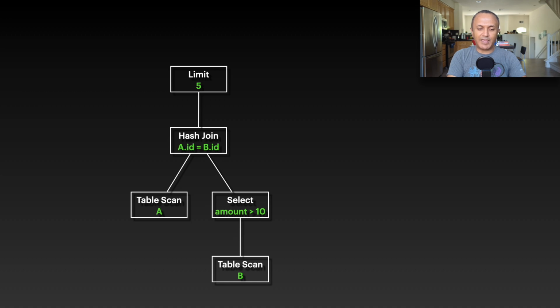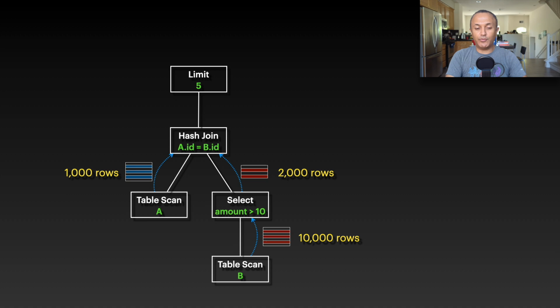Let's say the table scan returns 1,000 rows, and the other table returns 10,000 rows. The selection will obviously filter out some rows, so let's say it returns just 2,000. Now the join of these rows, let's just assume for the sake of this example, will produce 50,000 rows as the result of the join. The limit is going to return 5 rows.